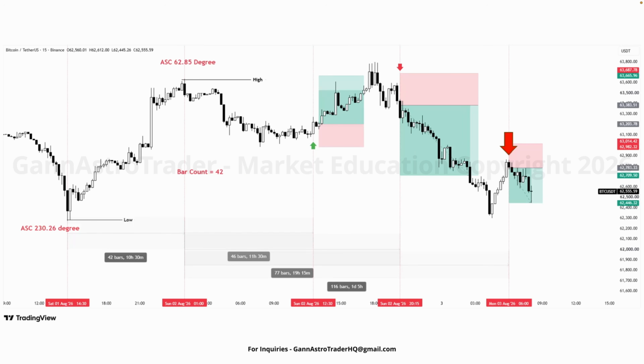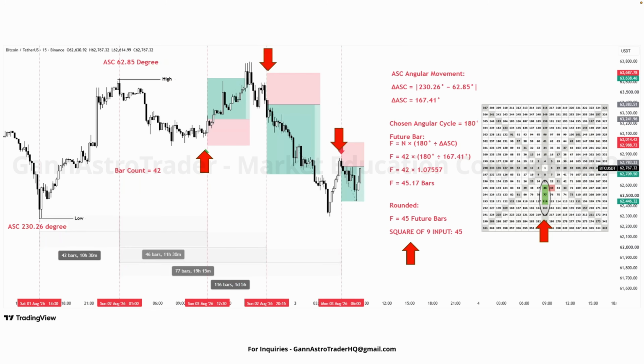After the 116 bar projection, the bearish reaction becomes much clearer. Bitcoin continues moving lower from the projected time window, and the decline develops into a sustained downward move. In this Bitcoin example, the 46 bar window was associated with an upward reaction. The 77 bar window occurred during another important phase of the rejection, and the 116 bar window aligned with a much stronger bearish reversal. This demonstrates how the half rotation method can be used to transform an observed ascendant movement into practical future time windows for market observation.